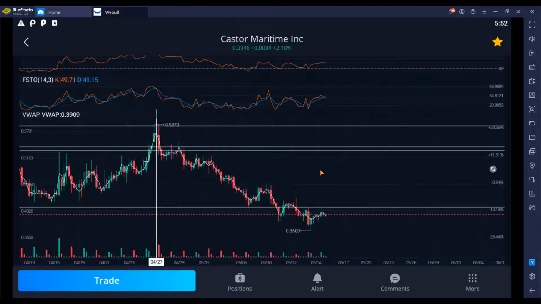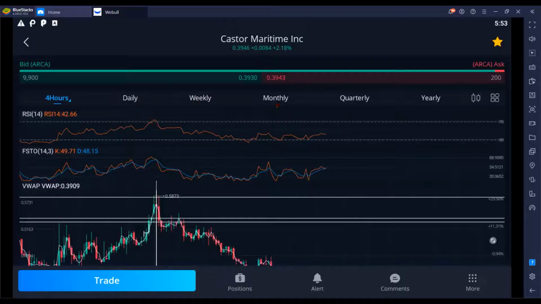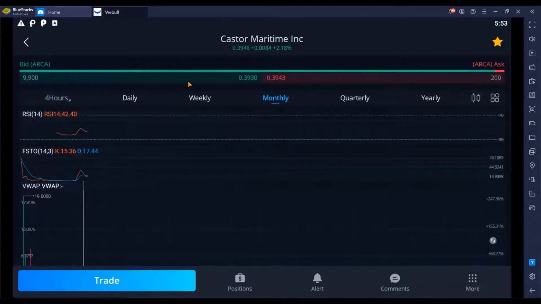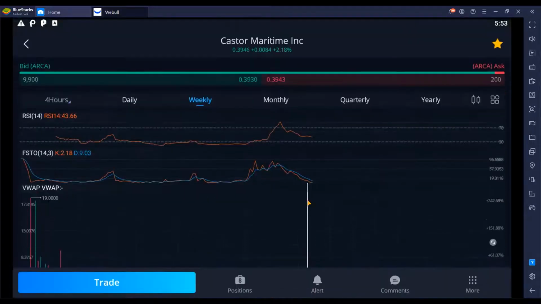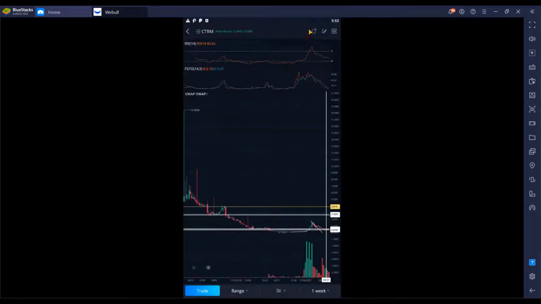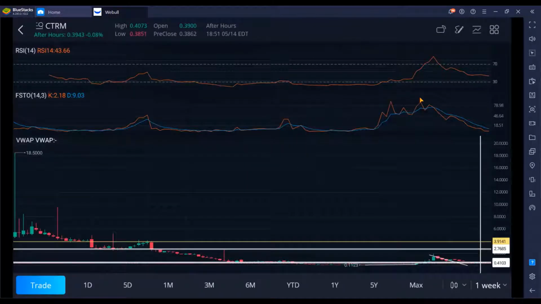Okay, so I'm going to go over this one, which is CTRM. Let's go to weekly, monthly. It's doing its thing, bullish, but weekly. You see this weekly? If I were to zoom out here on the weekly, this is just one, and I'm about to show you many more. You're going to notice that this pattern is pretty much driving the whole price of these pennies down.